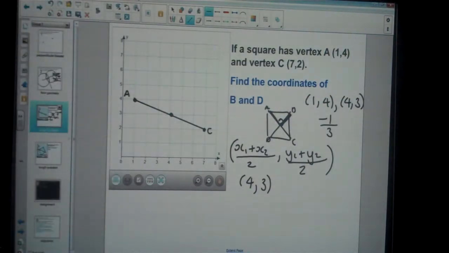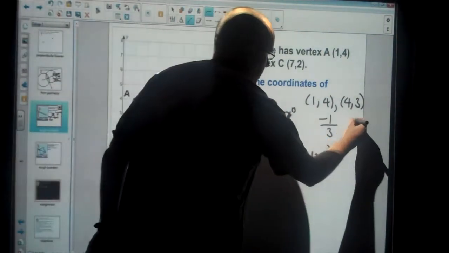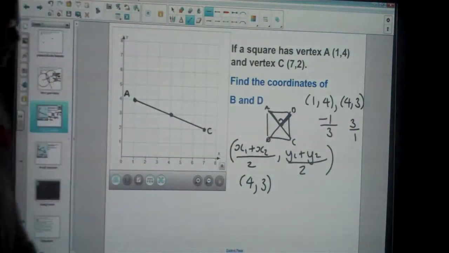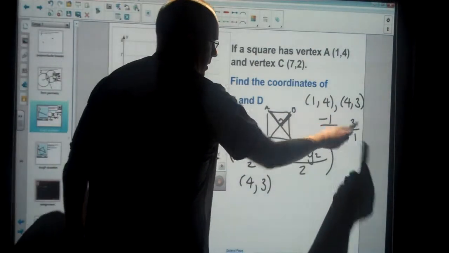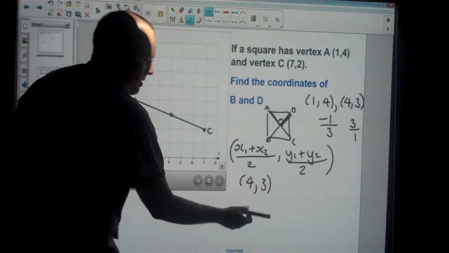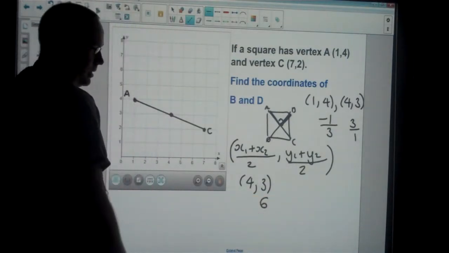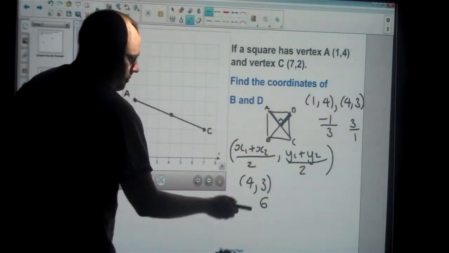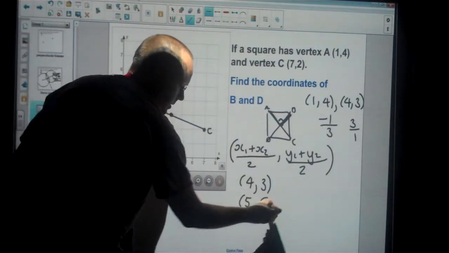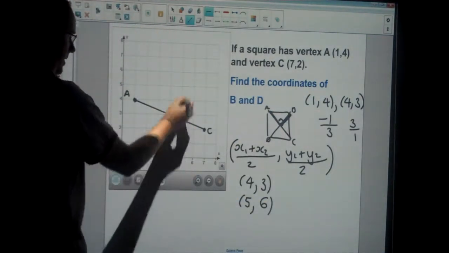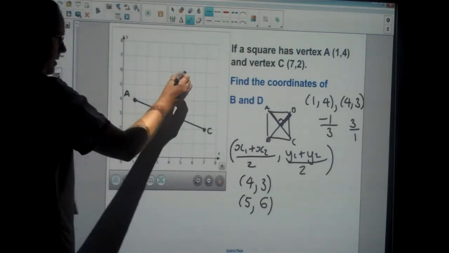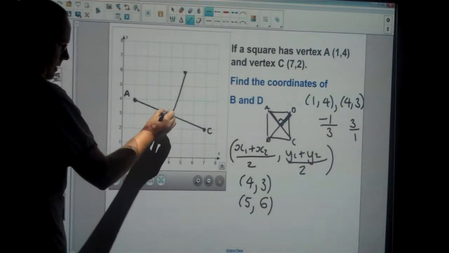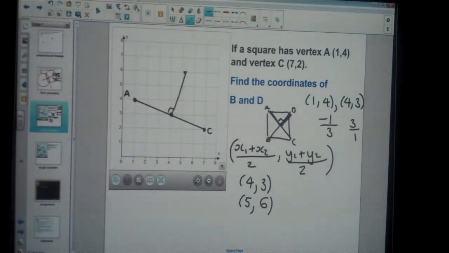Now if I was to do the reciprocal for that, what I would have is positive 3 over 1. Now I can use that to help me figure out where my other point is. So this means you go up 3 and across 1. So if I went up 3 from this point here, that would take me to 6. And if I went right 1 from point 4, it would give me 5. So (5, 6) is one of my points. And you can see, although once again not really a proof, you can certainly see that's at 90 degrees.